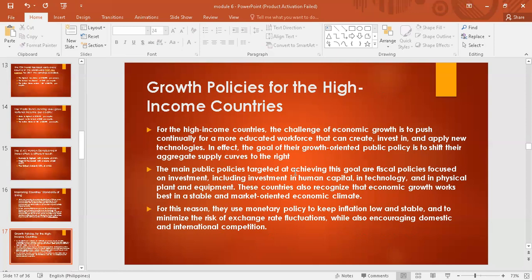The main public policies targeted at achieving their goal are fiscal policies. Ito pong mga fiscal policies, meron po kami sa economics.